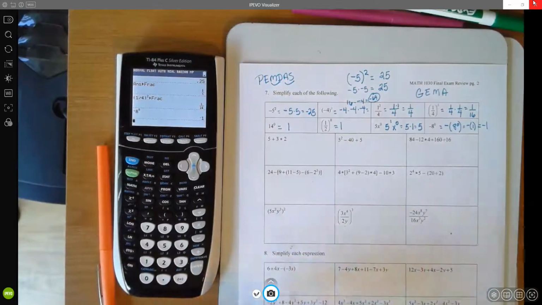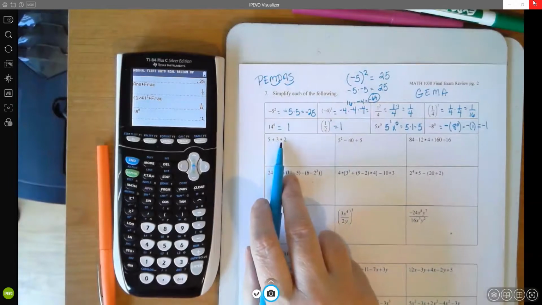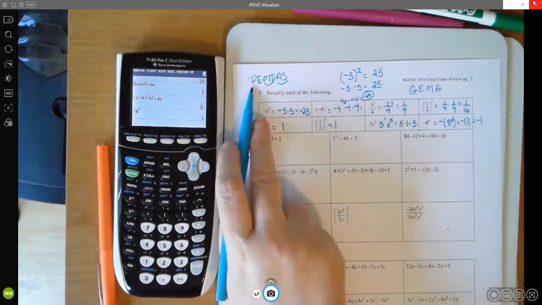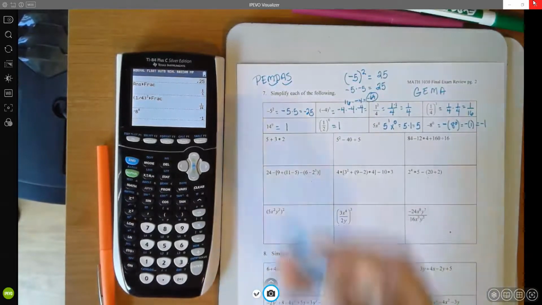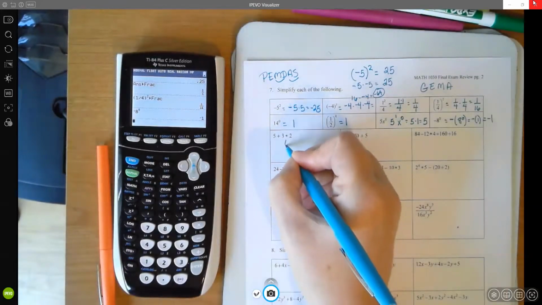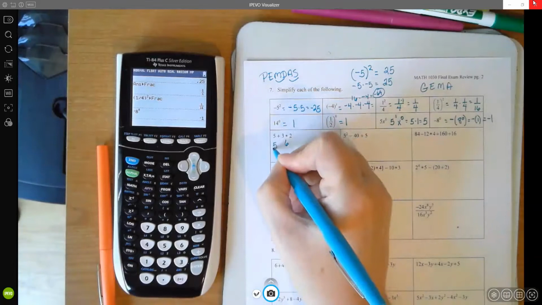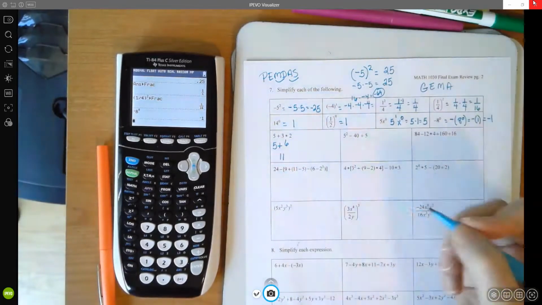So as we do this, we look and we have 5 plus 3 times 2. There are no parentheses in that statement. There are no exponents, but there is a multiplication. So the first step would be to multiply that 3 times 2 and get 6. Then I'll bring down the 5 plus. 5 plus 6 is 11.